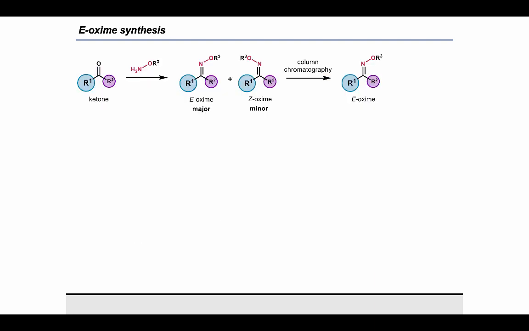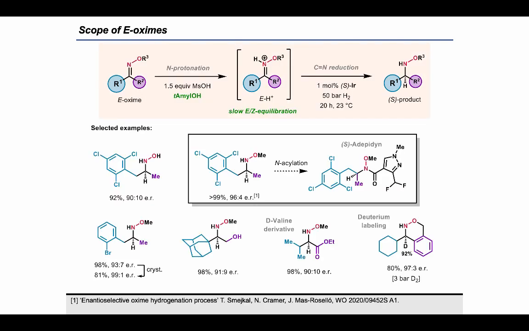Oximes are typically obtained as E/Z mixtures after a condensation, and the isomeric ratio depends on the substitution. For sterically biased substrates, we separated and discarded the minor Z isomer by column chromatography. We then tested different E-oximes towards enantioselective hydrogenation under slow isomerization conditions. A selection of hydroxylamine products is shown below.